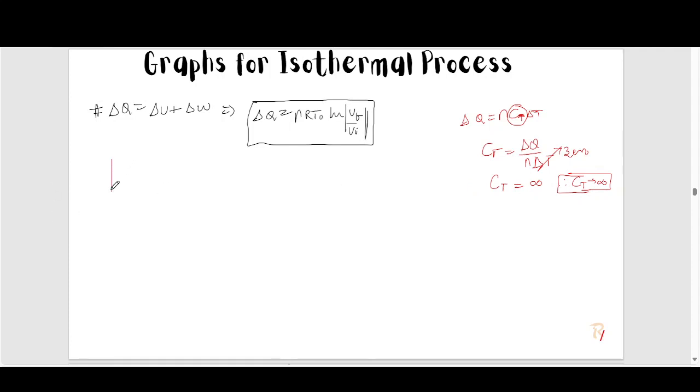Therefore, coming back to the graphs, let us take the PV graph. Since PV equals nRT, P is inversely proportional to volume. Therefore, it will give a hyperbola.